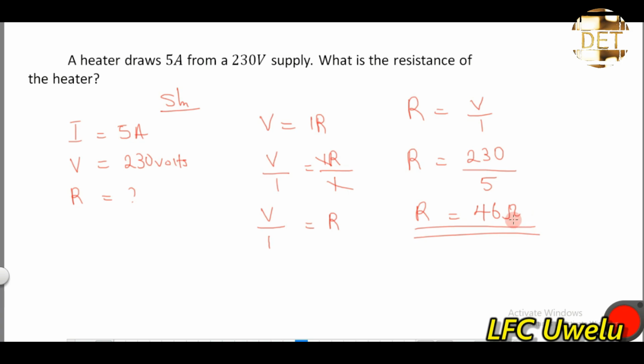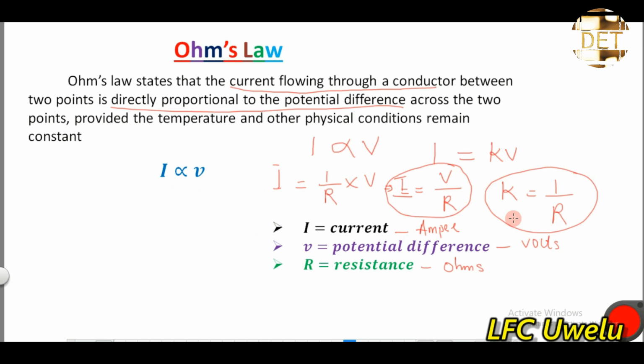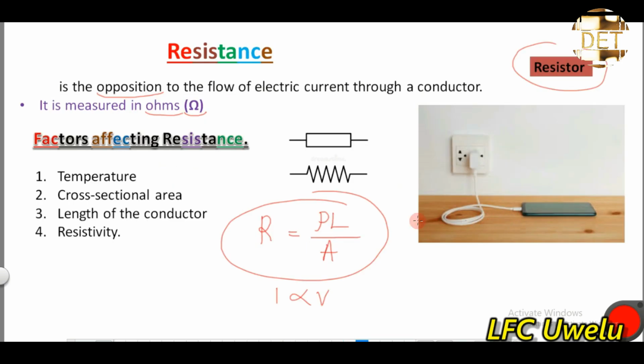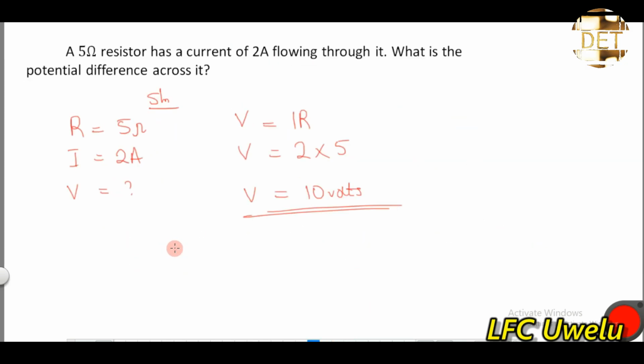So this is actually very important. The main thing that you should know here is what resistance is. Resistance is the opposition to the flow of electric current through a conductor, an electric circuit, and the factors that affect resistance are temperature, cross-sectional area, length of the conductor, and resistivity. So let's look at one more question.